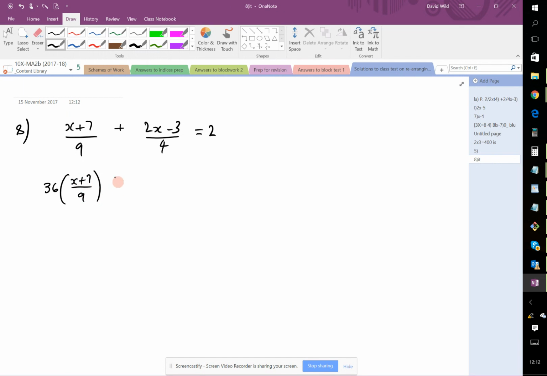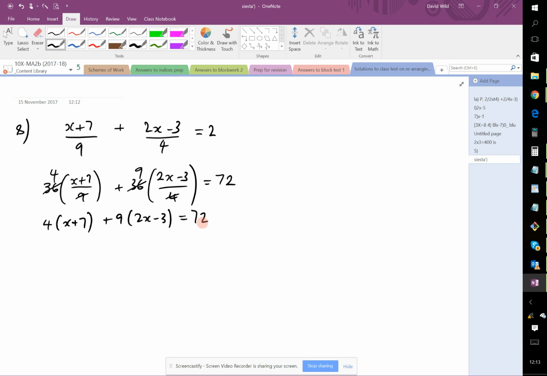So multiply this by 36. We're going to multiply this by 36. Oops, 2x minus 3 over 4. And we're going to multiply this by 36. Don't forget that right-hand side too. Now, 36 over 9 is 4. And 36 over 4 is 9. So we get 4 times (x plus 7) plus 9 times (2x minus 3) is 72.